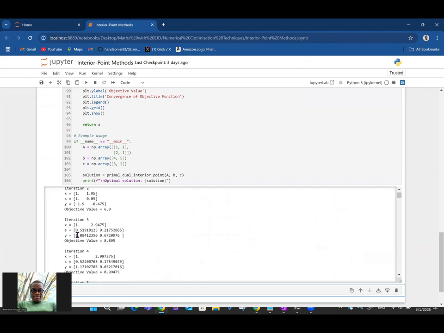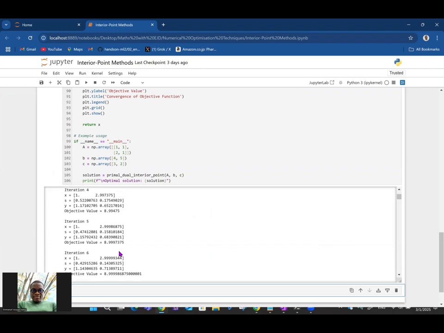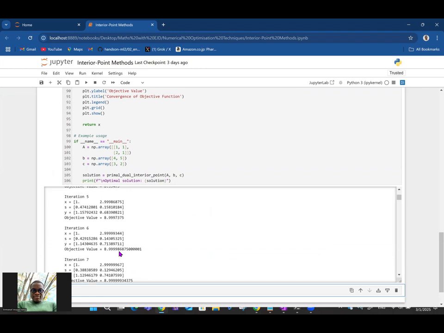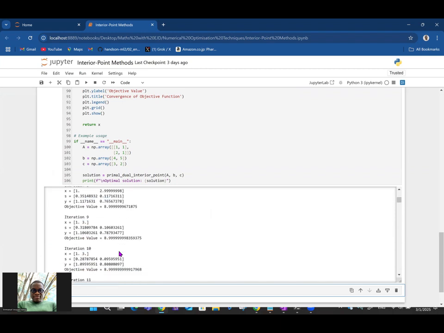You go to the second iteration, you have 1 and 1.95, and it evaluates at 6.9. The third iteration gives 1 and 2.947. So you can see the first one is fixed and the second one is moving towards something. That's 8.895. Iteration 4 is still moving: 1 and 2.9, 8.95. Iteration 5, 1 and 2.9. Iteration 6, 1 and 2.99. So that one is moving towards 3.